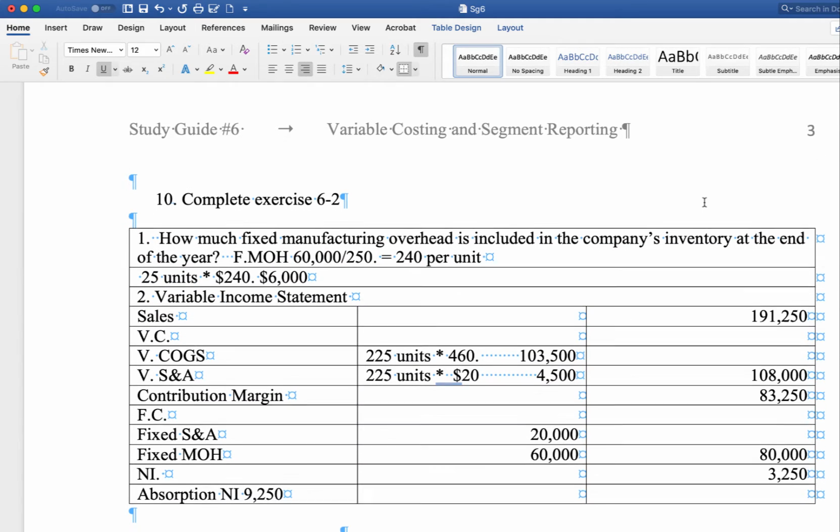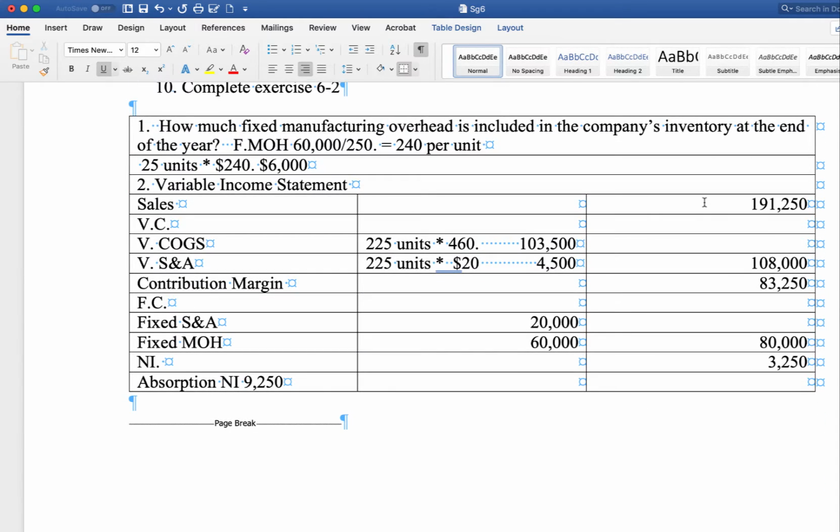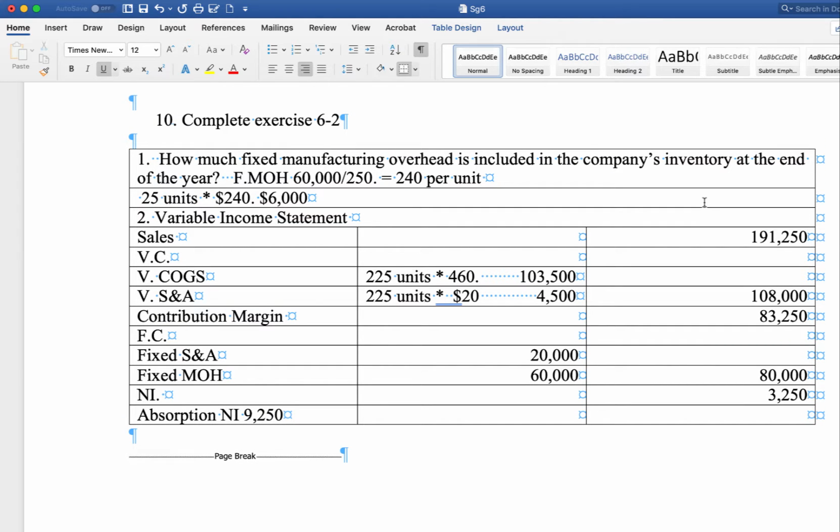Let's work through exercise 6-2. Okay? Now, with 6-2, I just want to point out a few things. 6-2 wants us to take the information from exercise 6-1 and create a contribution formatted income statement. That's not a problem, right? We already know how to do that. We already know that the contribution formatted income statement, or the variable income statement, whatever we want to call it, segregates variable from fixed costs.